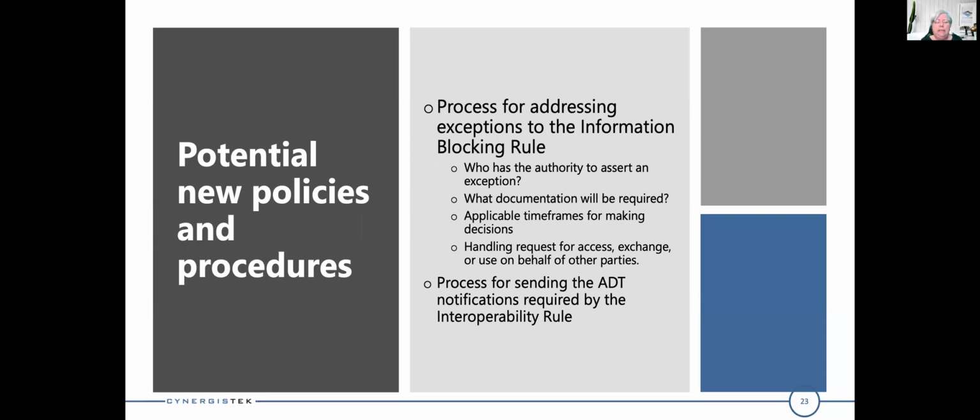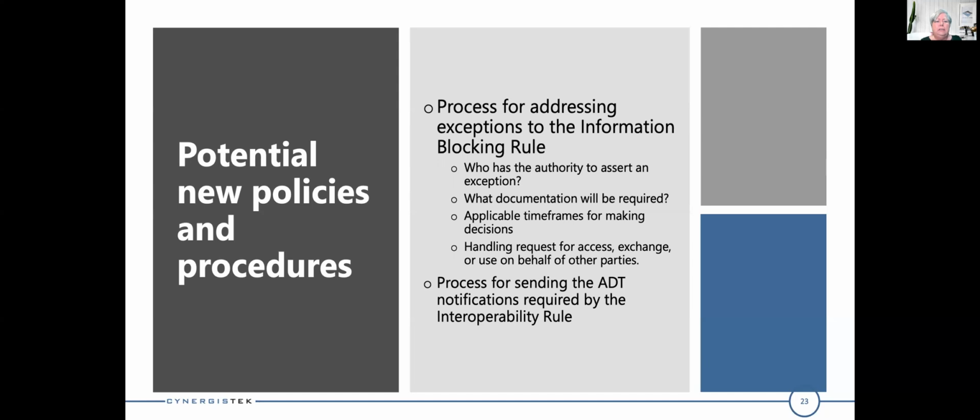Potential new policies that you might need to consider: the process for addressing the exceptions to the information blocking rule. Who's going to have authority to assert that an exception exists and that it's going to be applied? Think through what documentation you will want to have to ensure that folks are recording why they believe an exception actually is met. Again, like with everything in compliance, the enforcement activity tends to come weeks, months, years after the actual event occurred. And so you're going to want to make sure you have good documentation of why you believe that exception is applicable. And again, make sure that you have the applicable timeframes for making certain decisions. Some of the exceptions do have timeframes around them, so you want to make sure that you've documented those in the policy and people are aware of them.